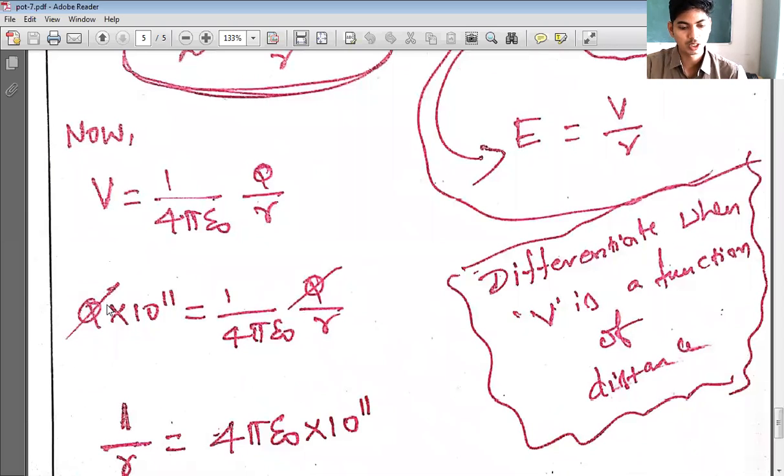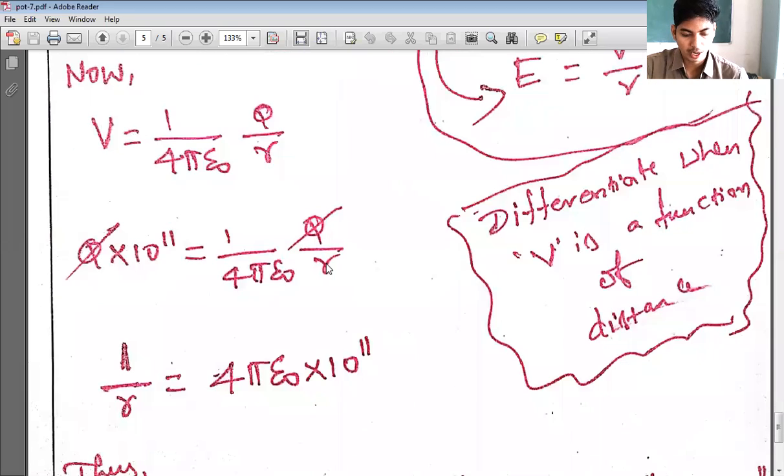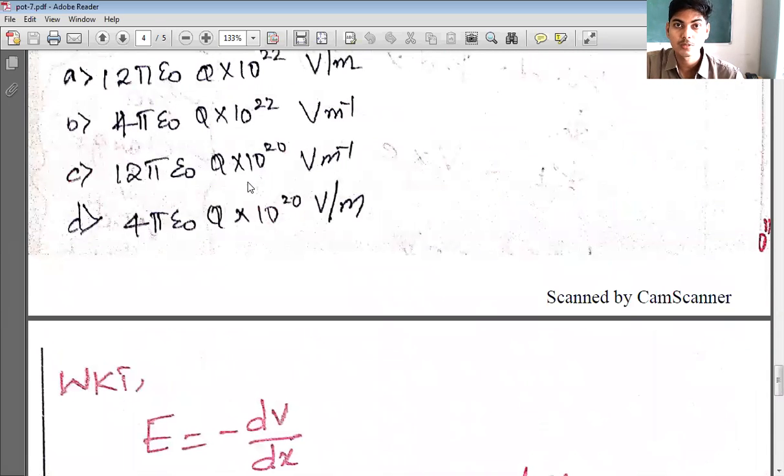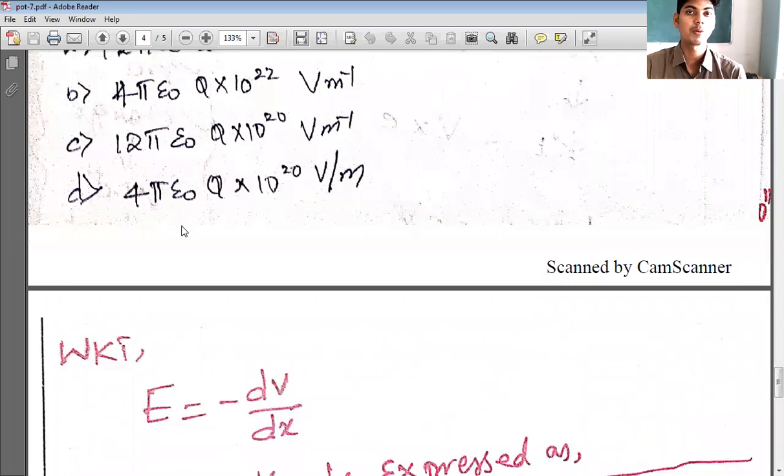I know the value of potential, q into 10 power 11, that is equal to 1 by 4 pi epsilon naught q by R. Q and q get cancelled out, so I'll be left with 1 by R is equal to, multiplying 4 pi epsilon on this side. Do not substitute 1 by 4 pi epsilon as 9 into 10 power 9, because the options are in terms of pi epsilon naught. If you substitute 1 by 4 pi epsilon naught as 9 into 10 power 9, you will lose the term pi epsilon naught, and we must retain it. So options are very important for us; we must see what they expect in the options and solve the problem accordingly.